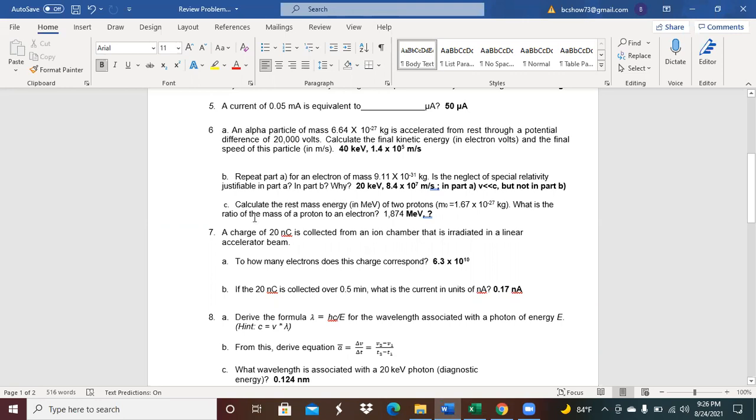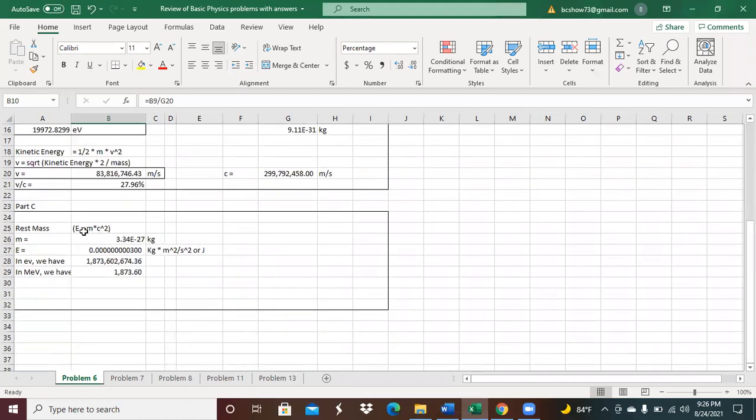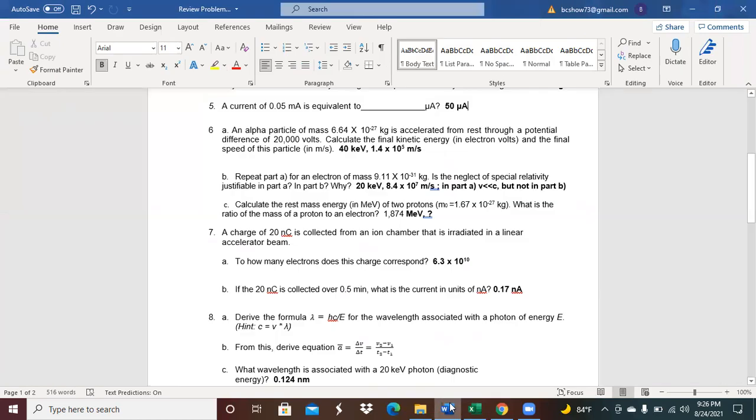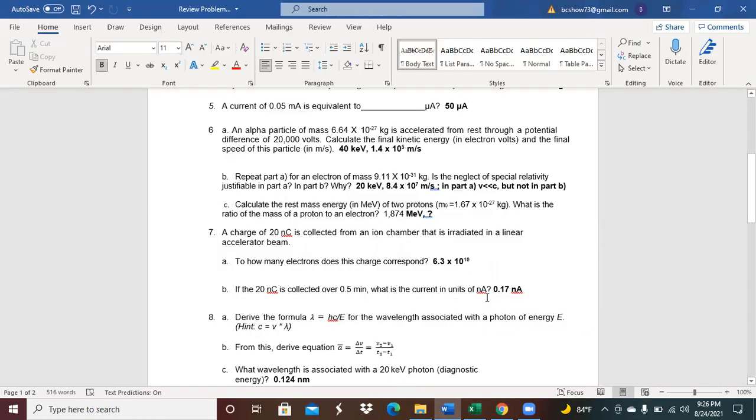So for part C, calculate the rest mass energy of 2 protons and what is the ratio of the mass of a proton to that of an electron. So for part C here, how do we calculate that? What is it we're asked to do again? Calculate the rest mass energy, and we're given the mass of a proton here. So what is the rest mass? Well, here we've got 1.67 times 10 to the minus 27. That's what we had here.